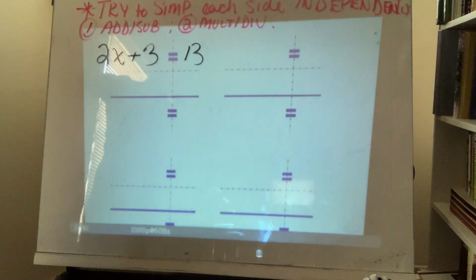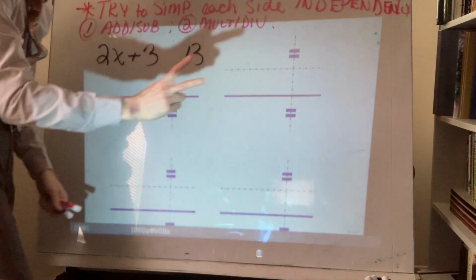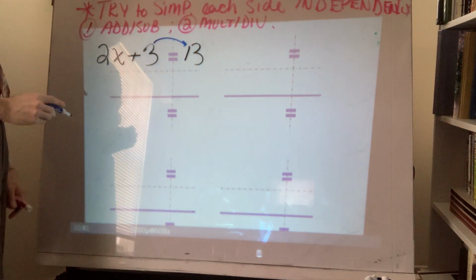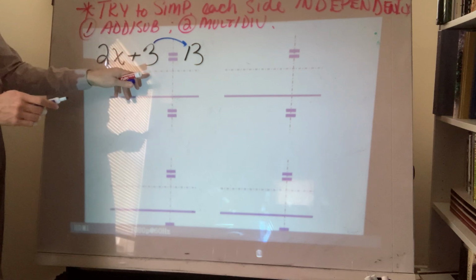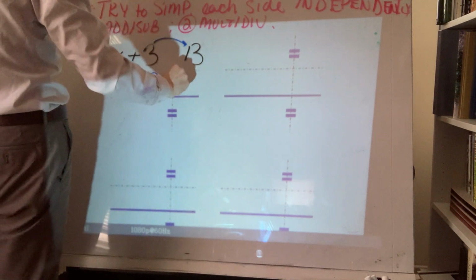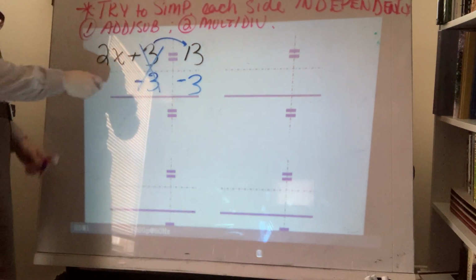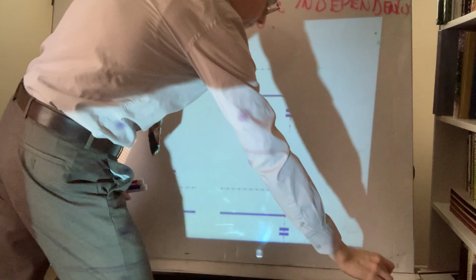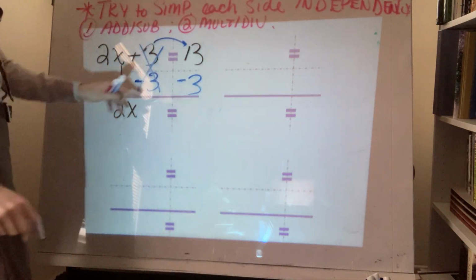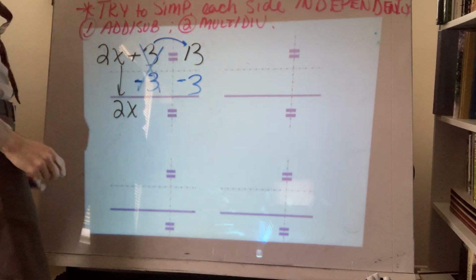Okay. So I'm going to do what I had done before, but I'm going to do it in 2 steps. I'm going to drag this 3 over to here. I do so by opposite operations, which in the case of adding 3 means I'm going to subtract 3. The 3's cancel. What is left over? 2x is left over here. I'm not going to bother writing 0. It's superfluous. What is 13 minus 3? 10.